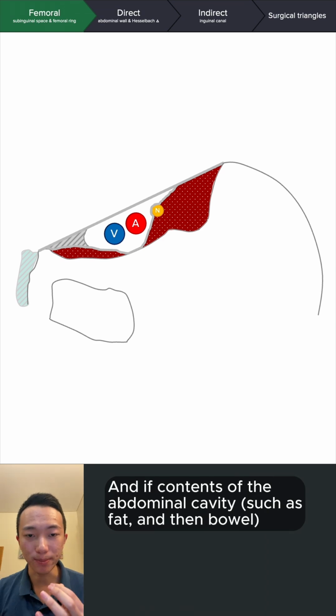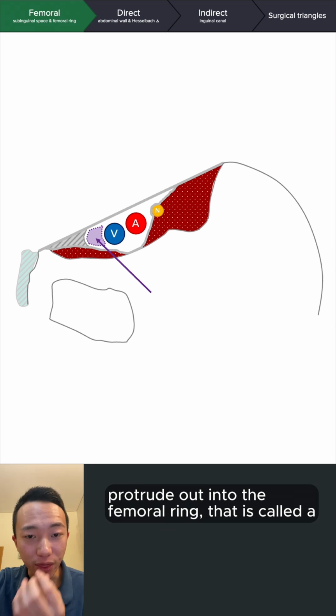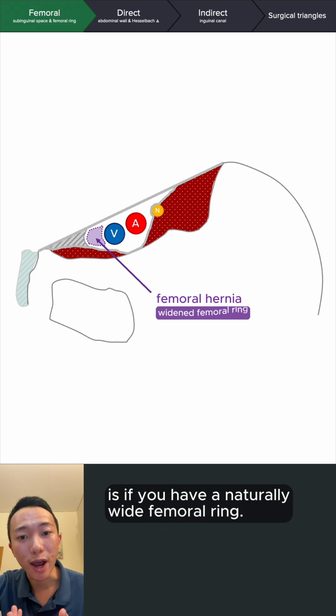And if contents of the abdominal cavity, such as fat and then bowel, protrude out into the femoral ring, that is called a femoral hernia. And obviously a predisposing factor to that is if you have a naturally wide femoral ring.